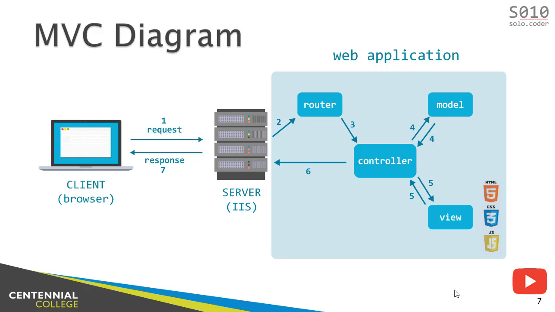And it'll say, view, here's the student data, build a view for me. Build an interface for me. The view will receive the model, will build up the HTML that is required to display the student information. That HTML comes back to the controller. Then the controller sends back to IIS. Then IIS sends back to the client.